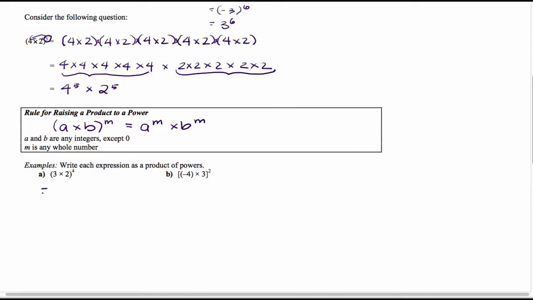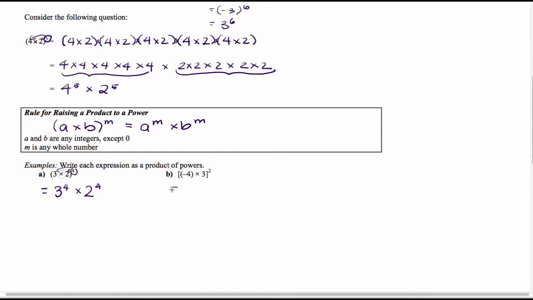So if we have 3 times 2, all raised to the power of 4, we're asked to write them simply as a product of powers, so we don't need to actually solve these questions. The 4 here, we're going to distribute it to the 3 and to the 2. And we can only do this if we've got a multiplication, or we'll later see if we've got a division happening there. So this will be 3 to the power of 4 times 2 to the power of 4.